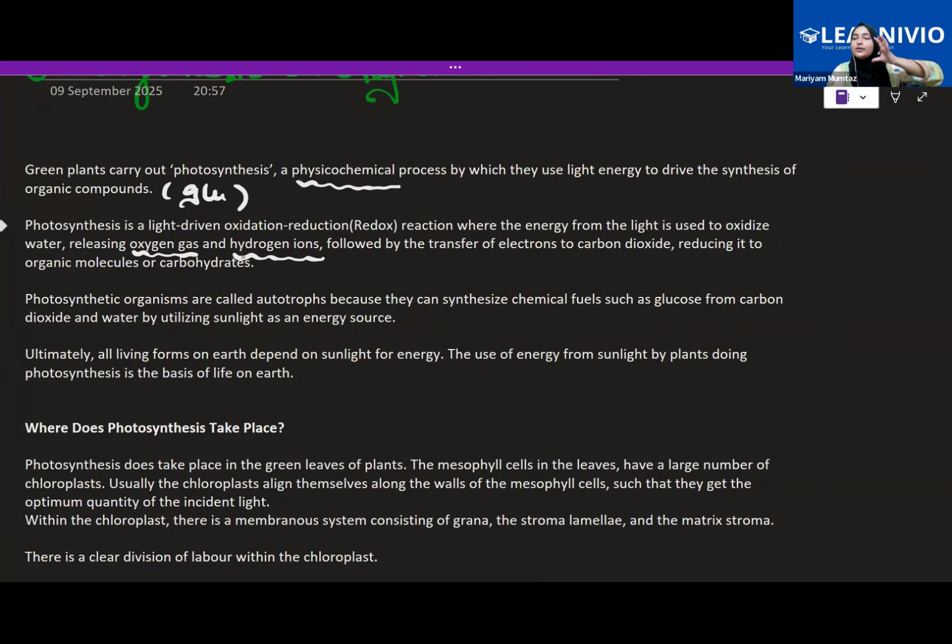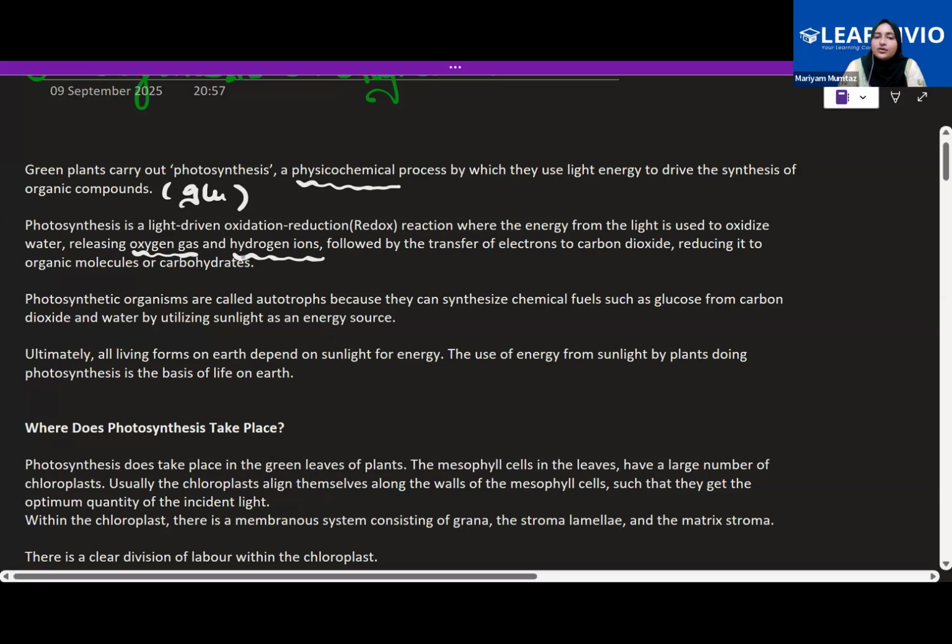So when the water molecule undergoes the process of oxidation, it will ultimately lead to the formation of oxygen, right? And when the CO2 undergoes reduction, it will lead to the formation of carbohydrates such as glucose, which is the organic molecule. Now, the organisms that do photosynthesis, we call them autotrophs.